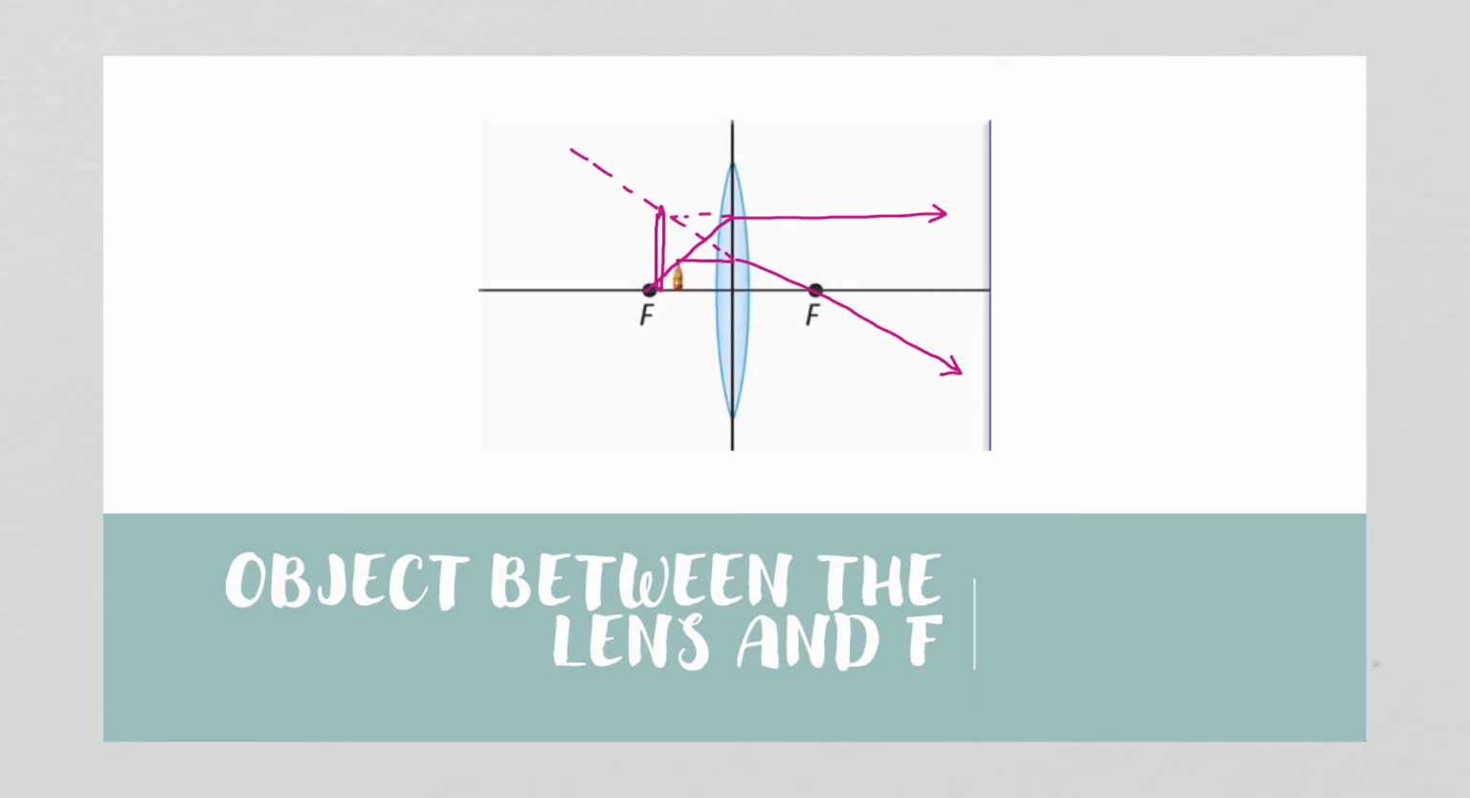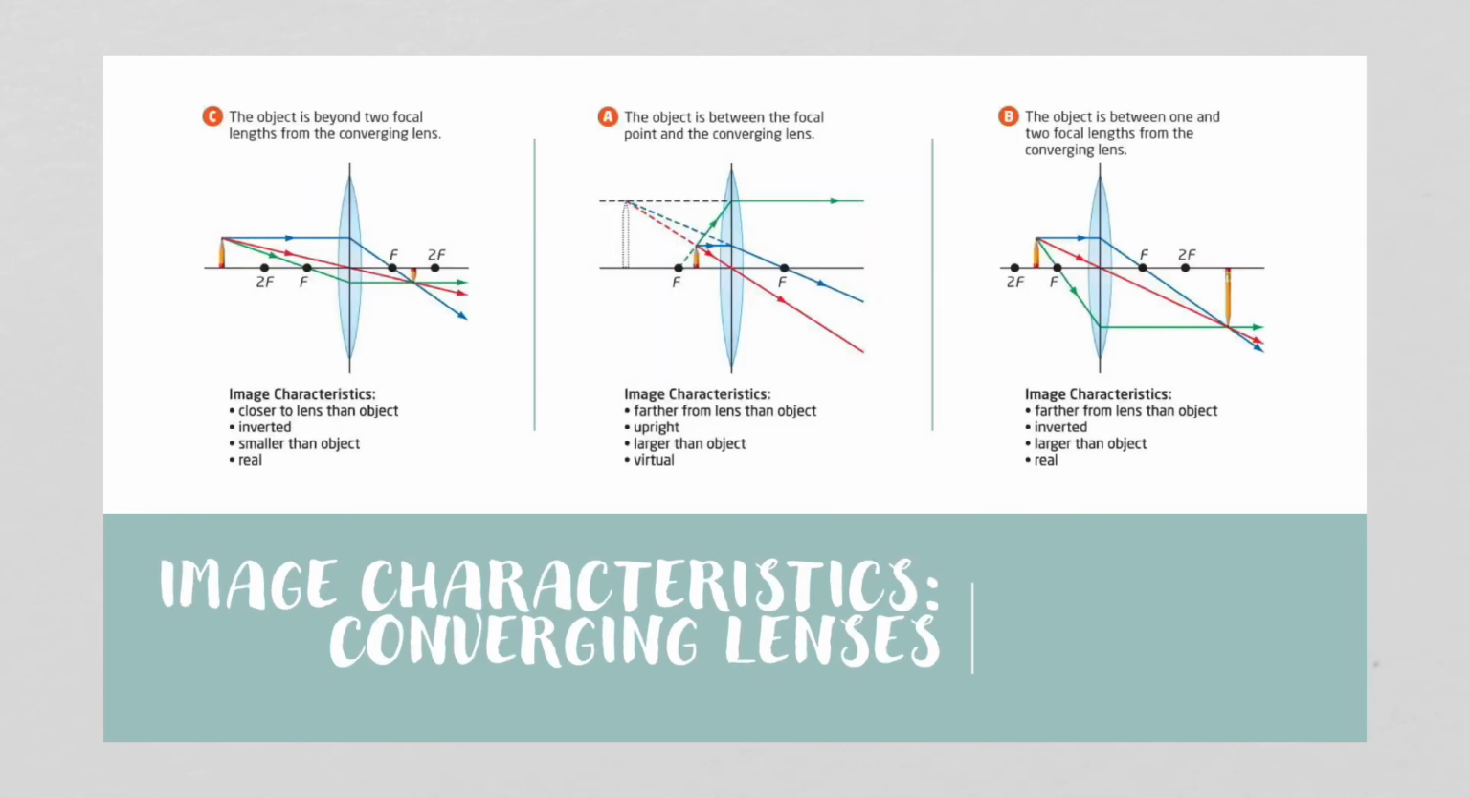Our image characteristics this time: it's further away than the object. It's upright. It's larger. And this time it's a virtual image. These are much better drawings than mine.